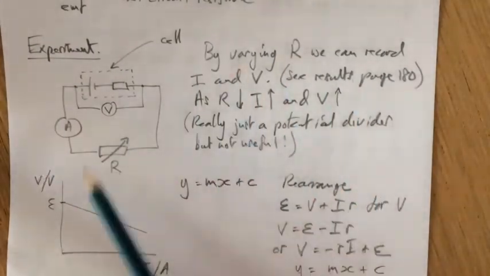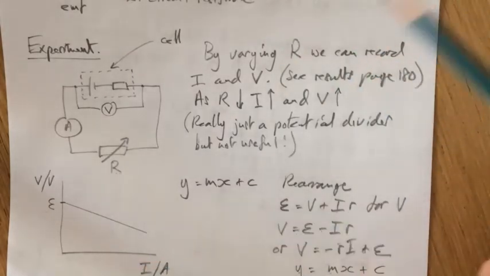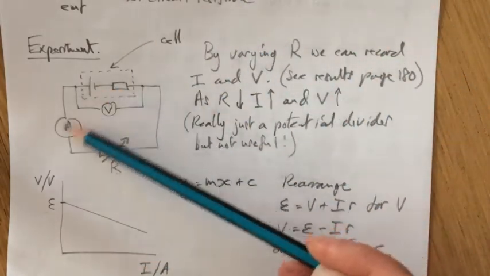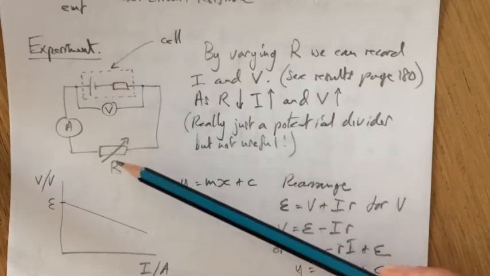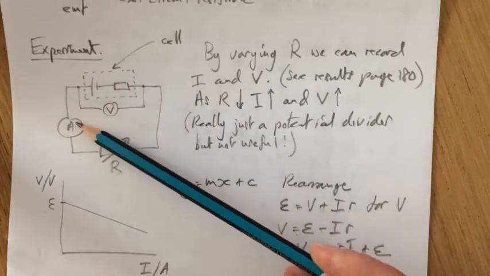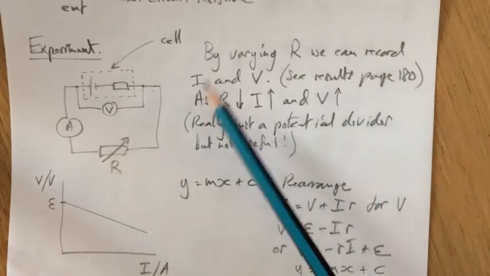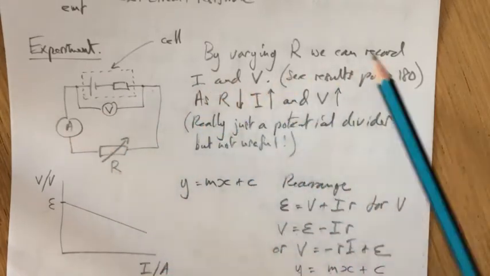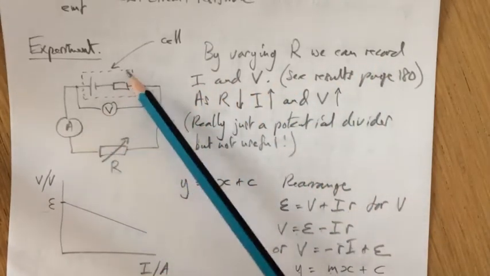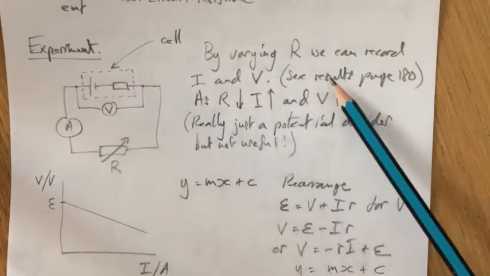Here's an experiment that you could do. You set up a circuit with a cell, a variable resistor, an ammeter and a voltmeter across the cell. By varying R, we can record different values of I and V.